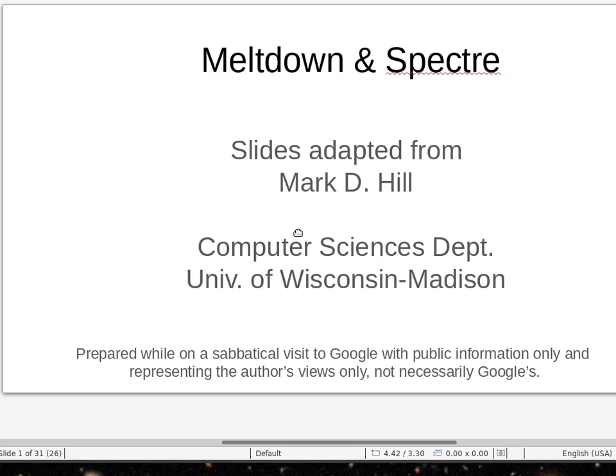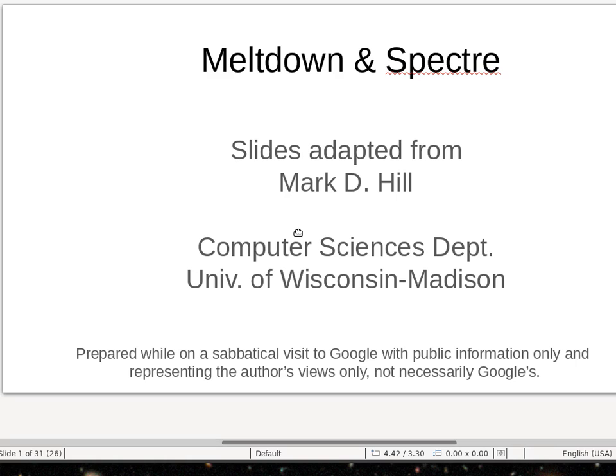All right. So we're going to move on to something called Meltdown and Spectre, which are computer architecture security vulnerabilities. What that means is because of the architecture of our machines, certain security exploits are now possible. These slides were taken from Mark Hill, who's at the University of Wisconsin-Madison, when he was working at Google.